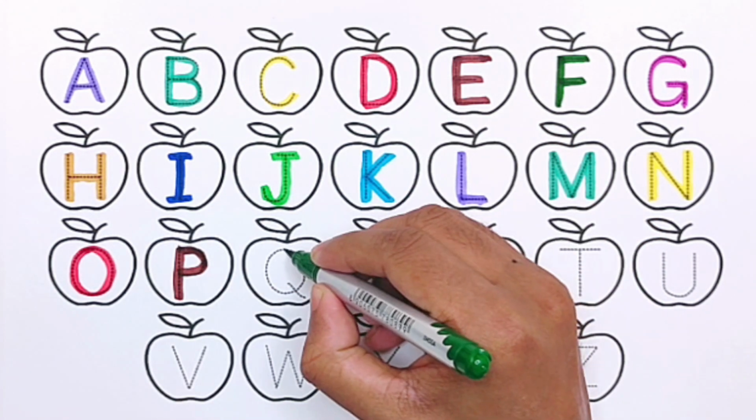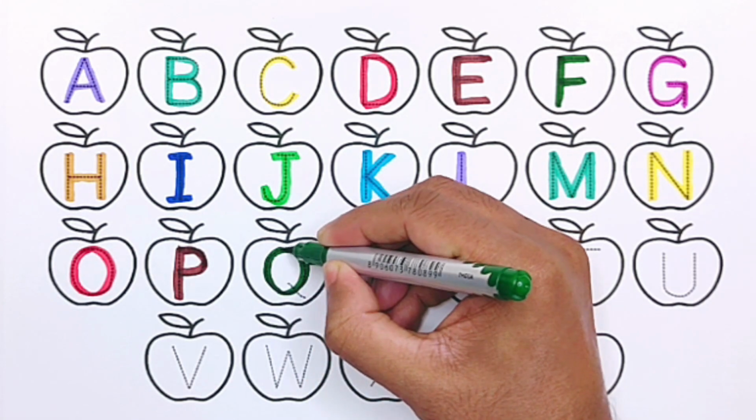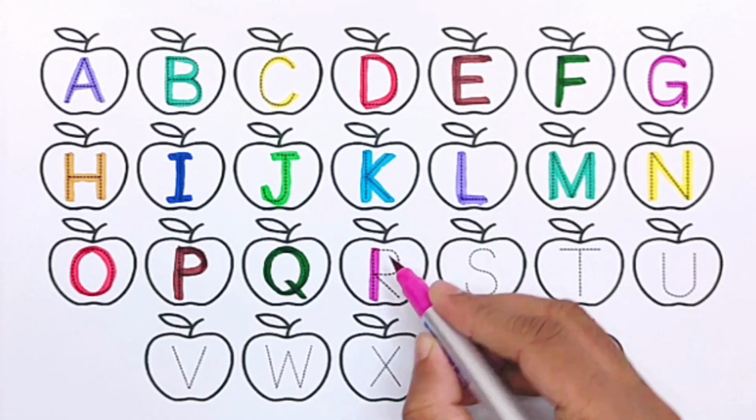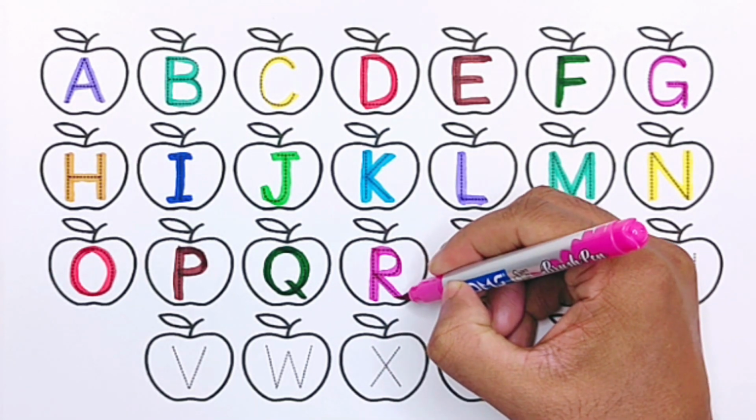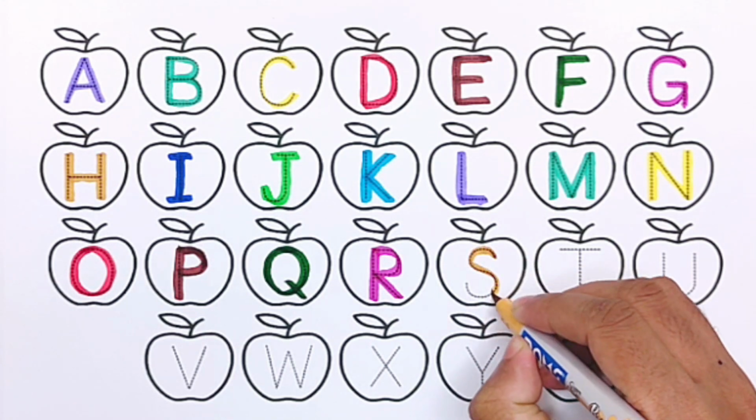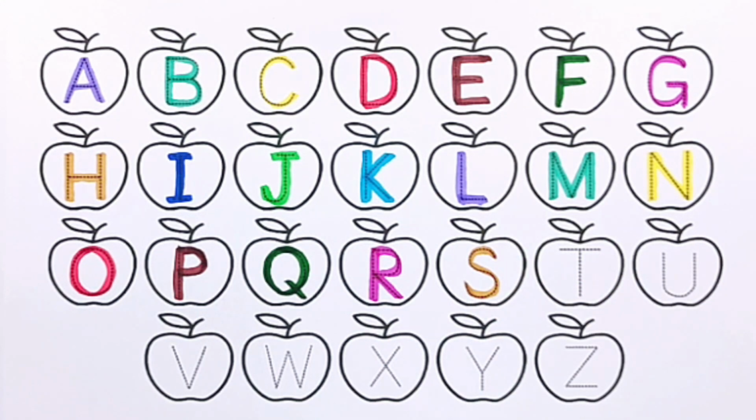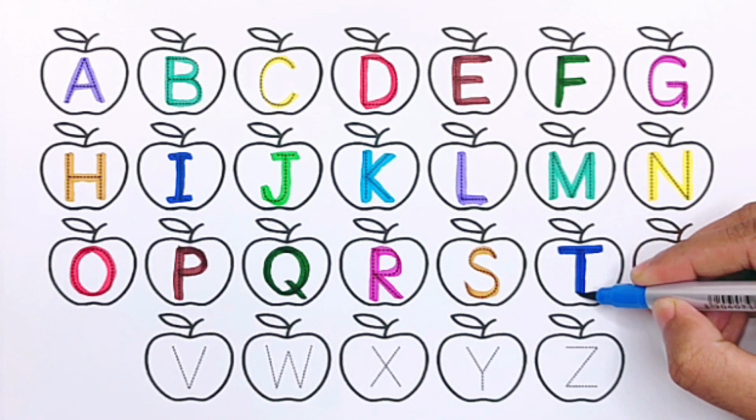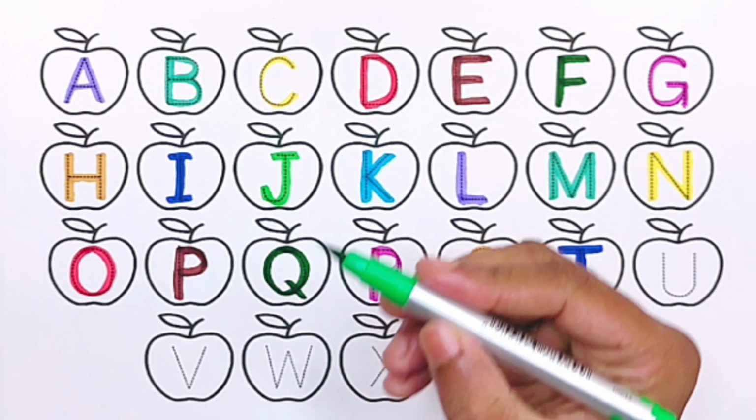Green color. Q for quail. Pink color. R for rabbit. Yellow brown color. S for shark. Blue color. T for telephone.